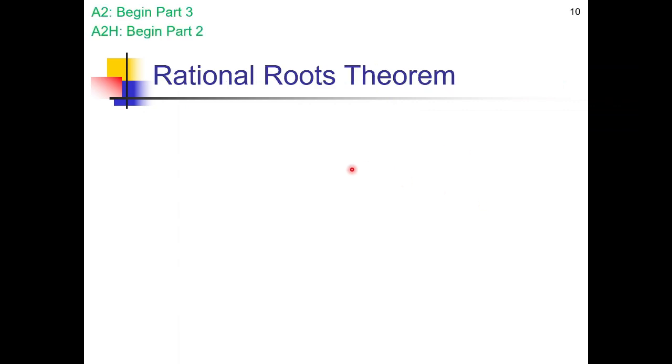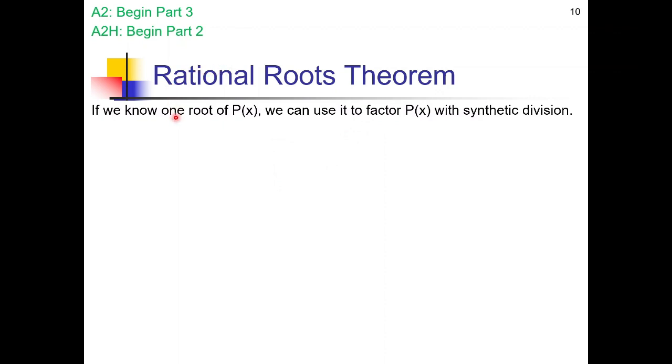Welcome back. You're rejoining us for the next part of this lesson on solving polynomial equations. In this one, we're taking a look at the rational roots theorem. So here's where this is all kind of coming from. So we already know that if we know one root of a polynomial, which we'll call p of x, then we can use it with synthetic division to factor that polynomial down. And this is great as far as it goes.